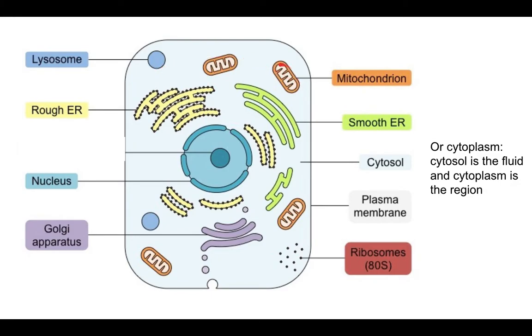For the mitochondria, please make sure that you're drawing two membranes and that the inner membrane has these infoldings called cristae. So without those infoldings, you haven't clearly represented a mitochondrion. Please remember that there are ribosomes as well. And these ribosomes are 80S because this is a eukaryotic cell.